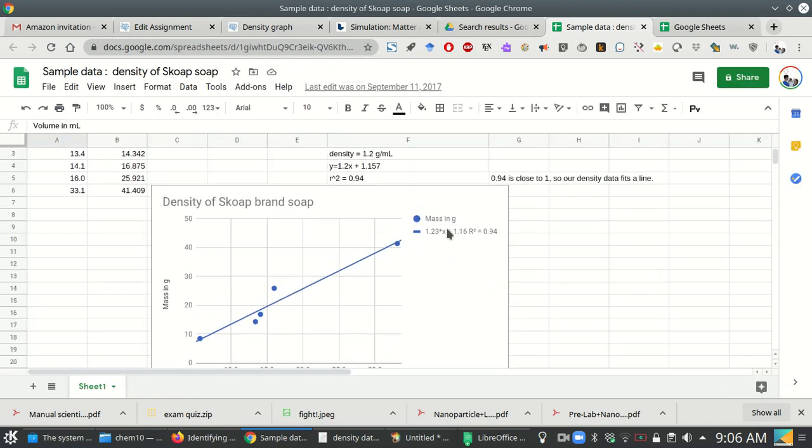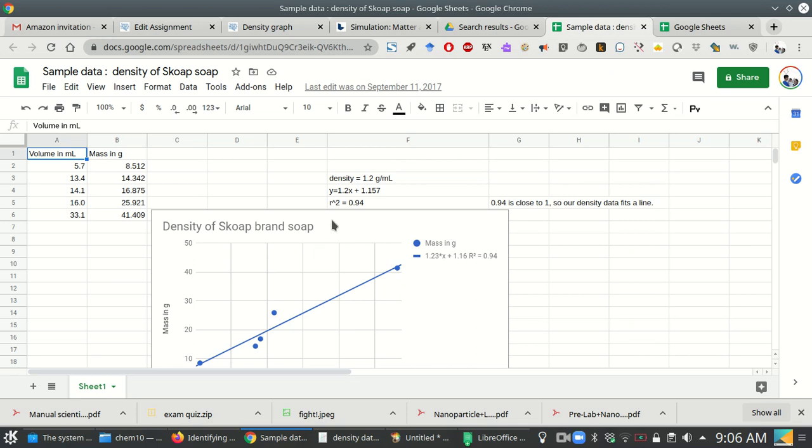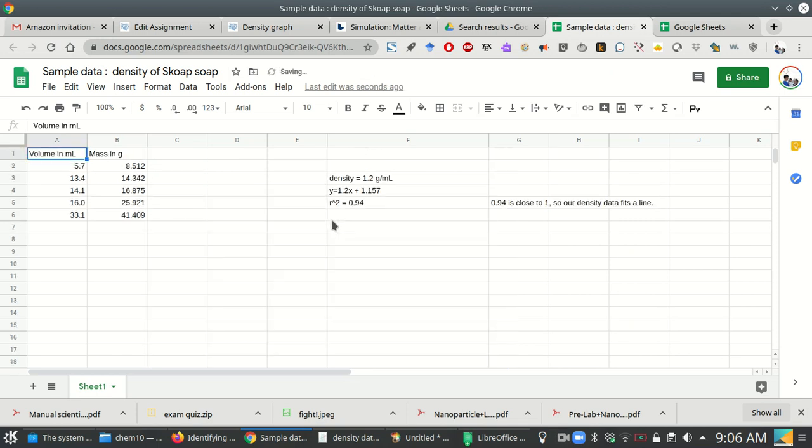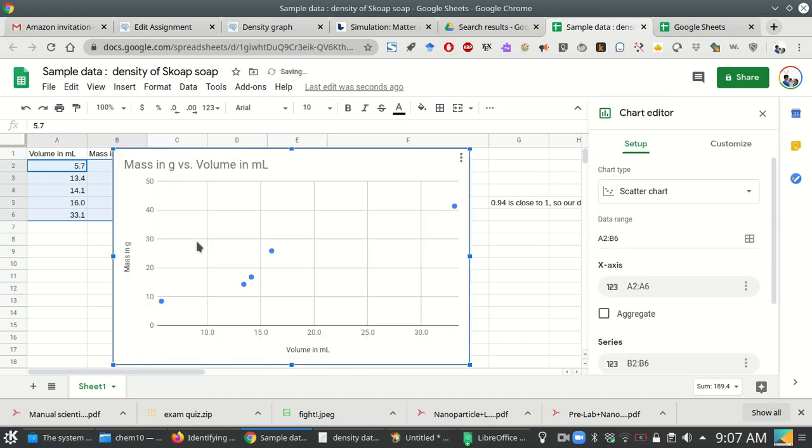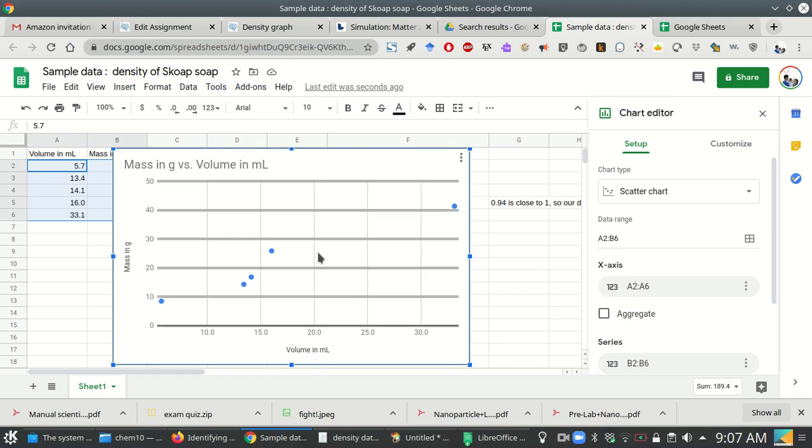I want to show you all the steps that are required to get this graph and to get that line. So I'm going to delete this graph, and I'm going to make it again. So I highlight these two with the horizontal stuff in the first column and the vertical stuff in the second column. And then I go to Insert and I put Chart. Click on Chart. Now I have a chart. Looks like Google Sheets has already sensed that the vertical stuff is mass in grams and the horizontal stuff is volume in milliliters.